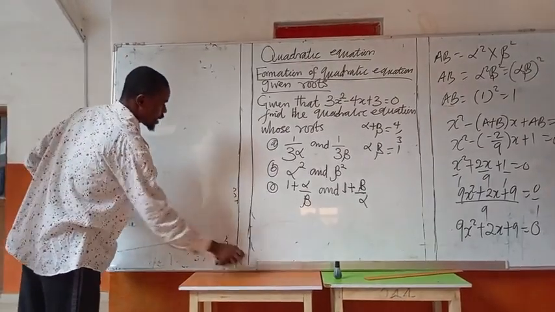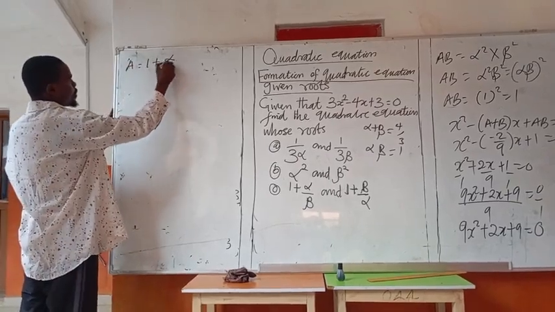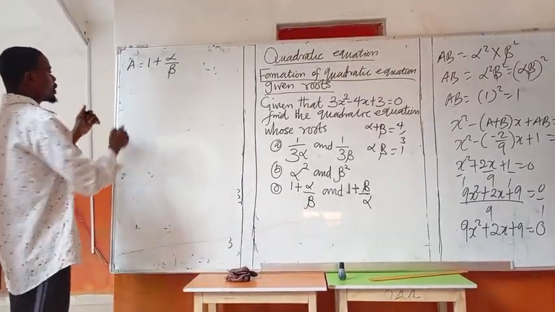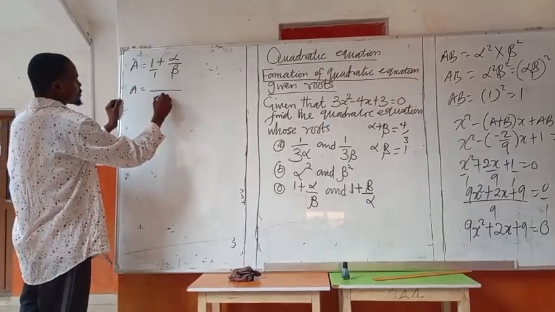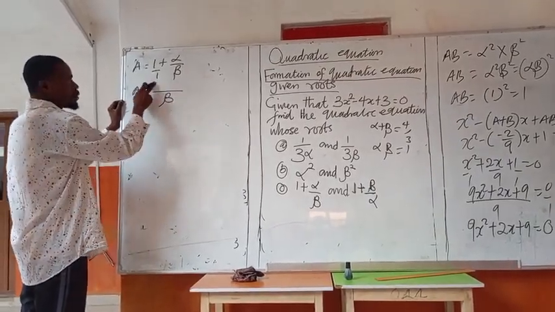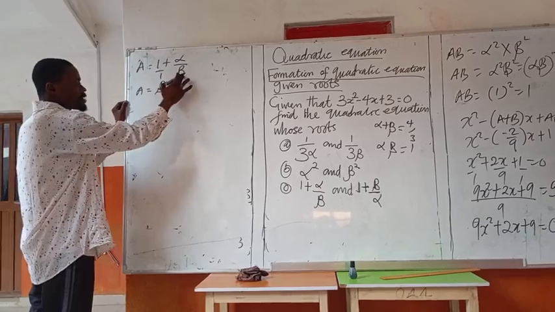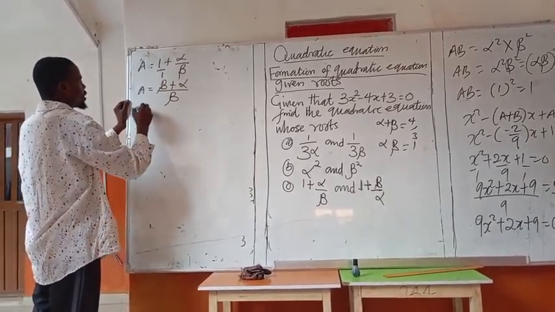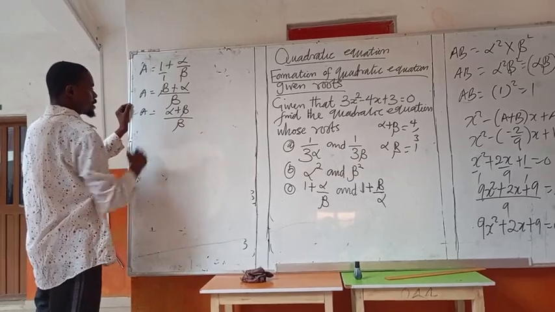So in this question, my A is equal to 1 plus alpha over beta. There's no way you can use it like this, you have to simplify. Make this over 1. A is equal to, LCM is beta. Beta divided by 1 is beta, beta times 1 is beta, plus beta divided by beta is 1, 1 times alpha is alpha. Which means you are going to have A is equal to alpha plus beta all over beta.